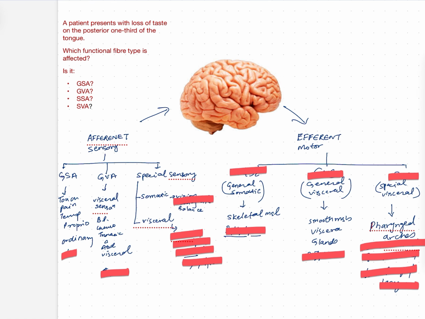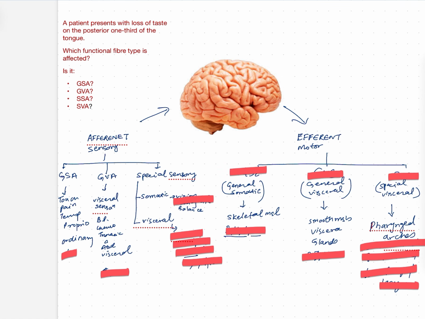First we will start with a question. A patient presents with loss of taste on the posterior one third of the tongue. Which functional fiber type is affected? GSA, GVA, SSA, SVA? Most people preparing for exams struggle to answer this confidently, but by the end of the video, you will be able to answer this question in seconds. Let's begin.